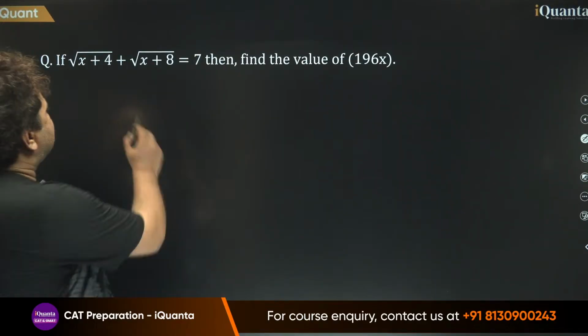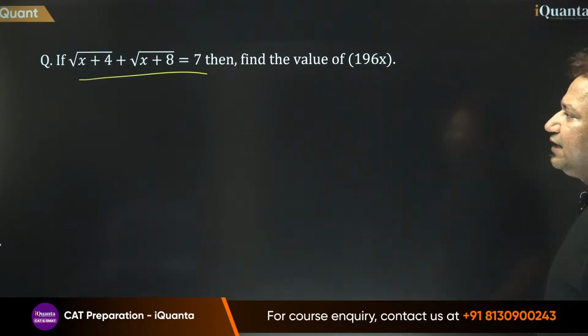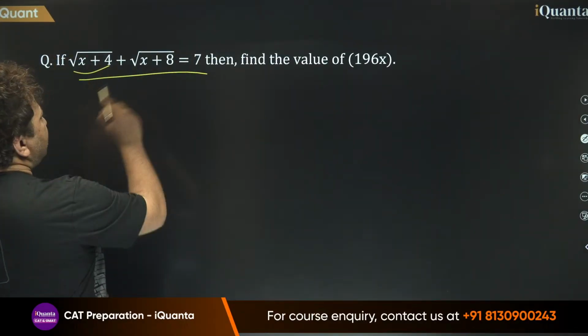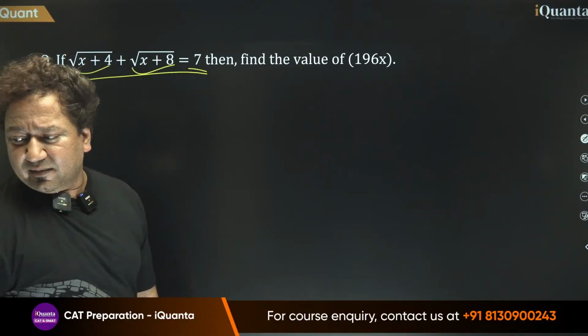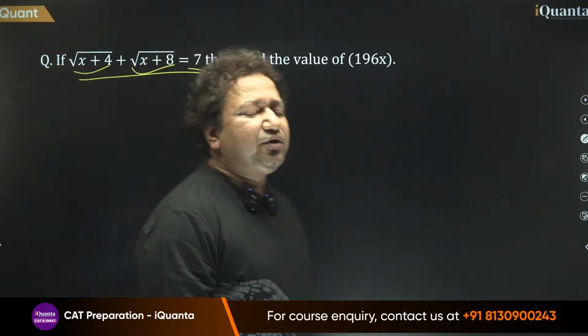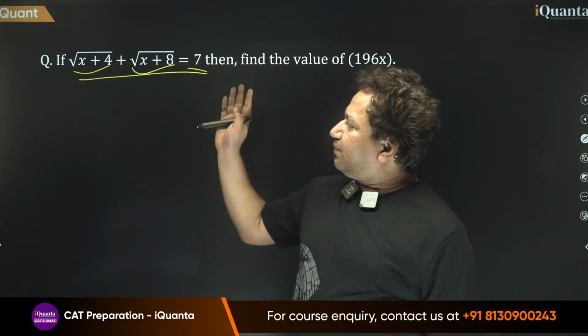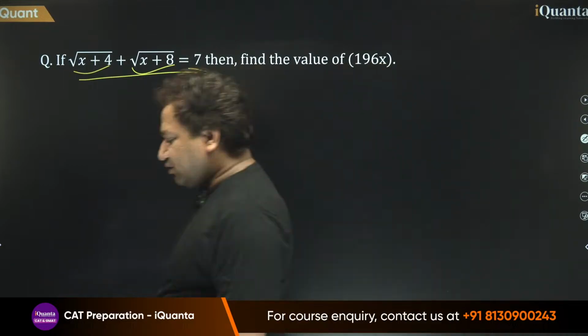Now, next. This can be a challenging question because we don't know where to start, isn't it? So we have root x plus 4, root x plus 8, here is 7. So first thing which comes to mind is squaring both the sides. But the moment I square it, what is going to happen? These two square roots will be gone. That's a great thing. But then we'll be having 2 times the square root. I don't like that.